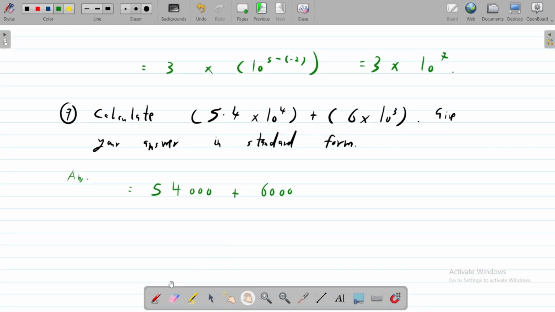Again, this is a 3-mark question. We're still going to attempt this. So after that, you did 54,000, you got 54,000 plus 6,000, you got 60,000. Then the next step would be that you have to now convert 60,000 into a standard form.